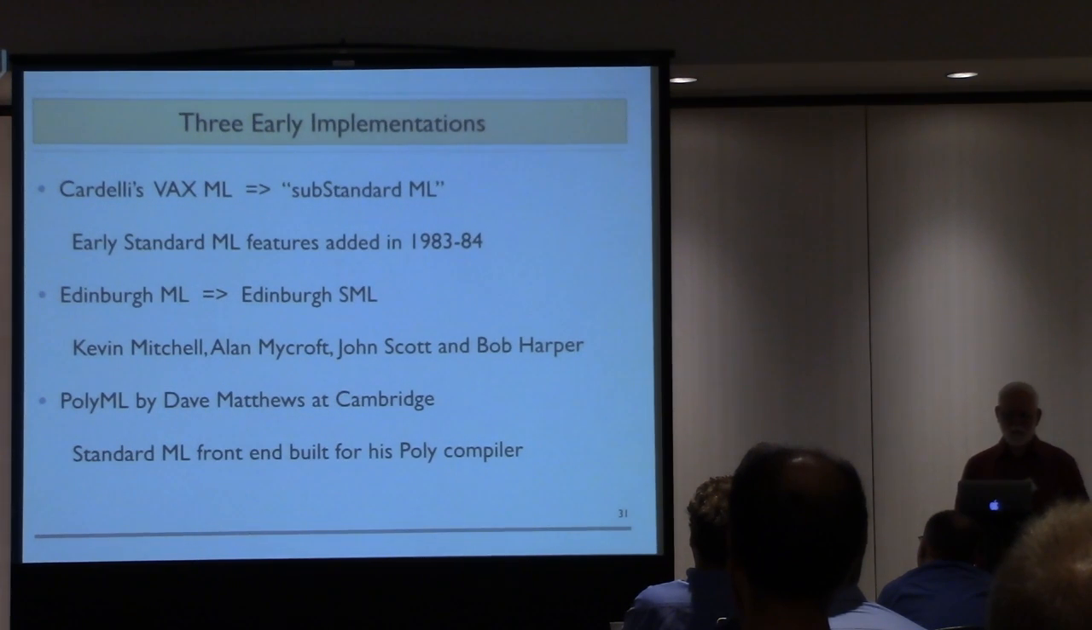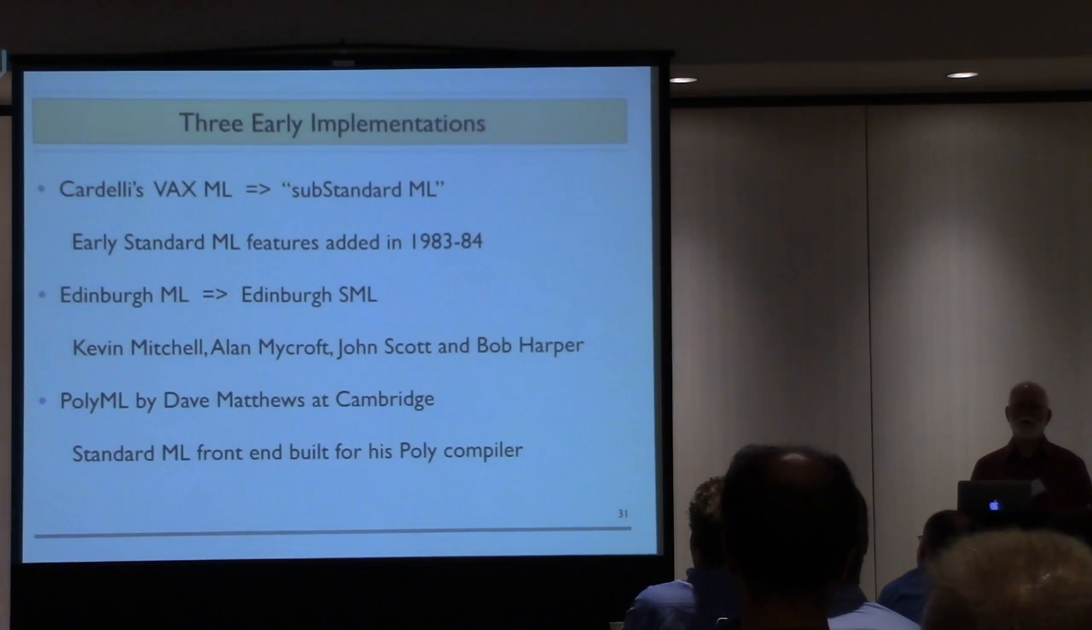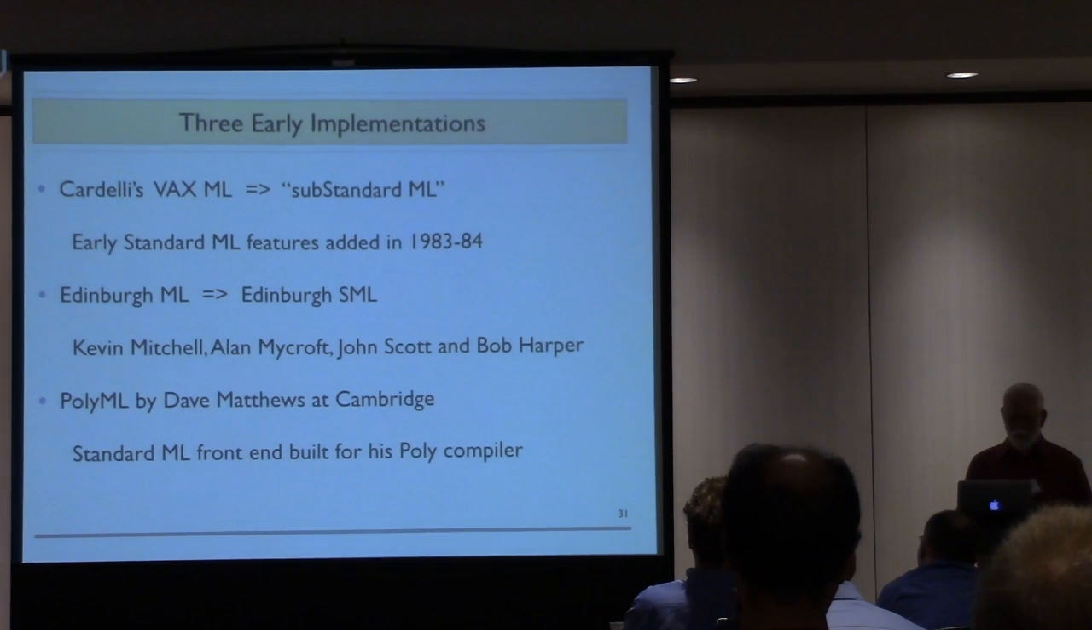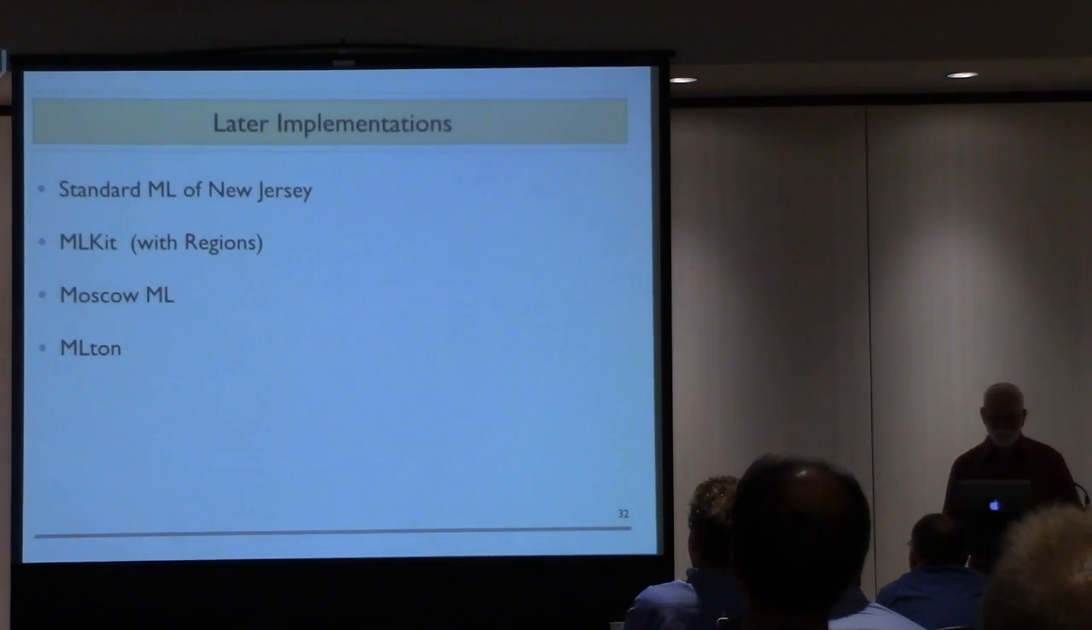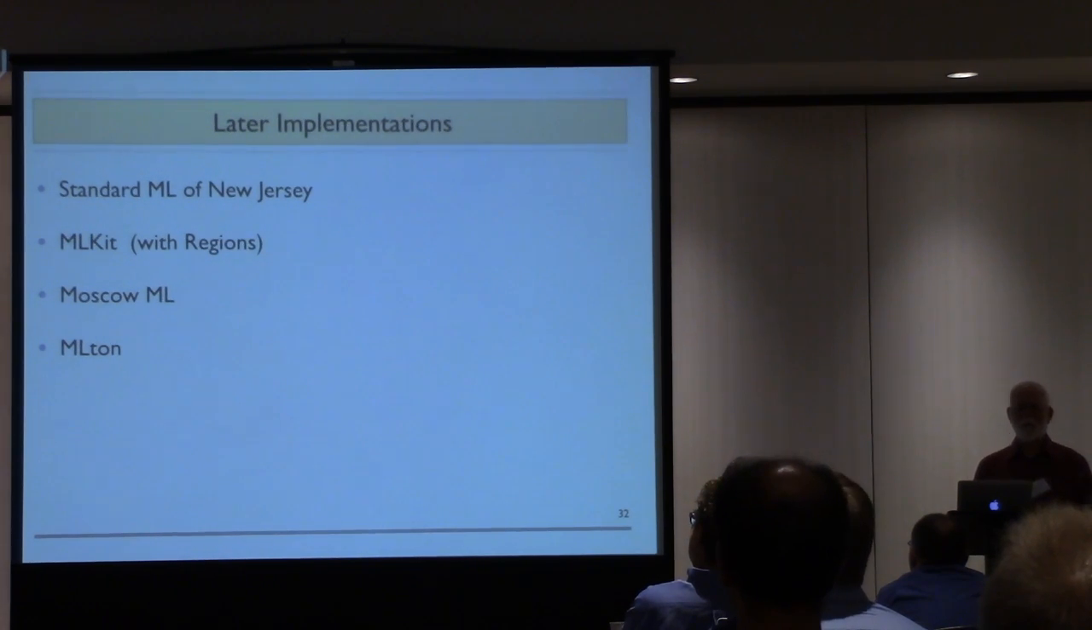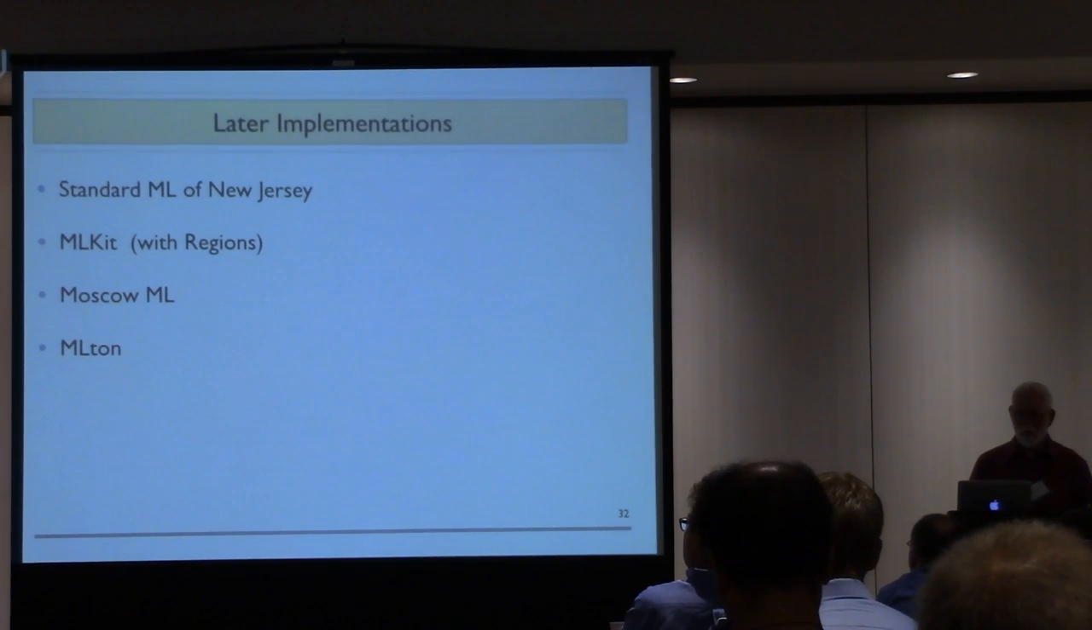And Dave Matthews had a compiler for his own language, Poly, which was kind of inspired by the Russell language, with types as first-class values. He wrote a standard ML front end for that, and so quickly was able to produce a standard ML compiler, and that's still going, as we'll see later today. If you look at the website that I'm going to tell you about, there's a catalog of implementations, but these are the major ones in the intermediate period.